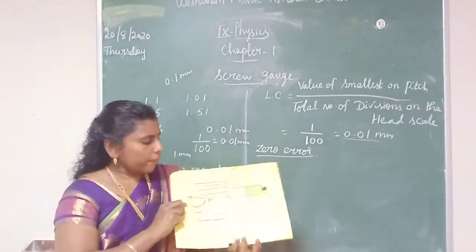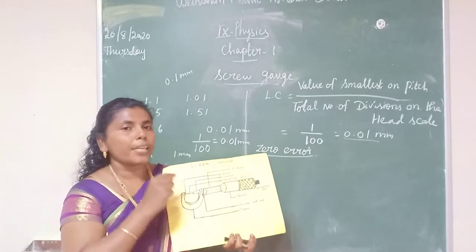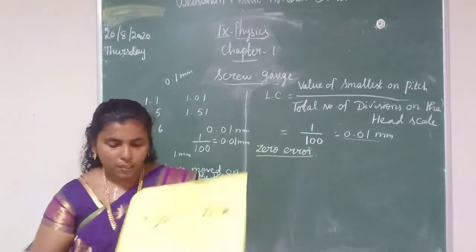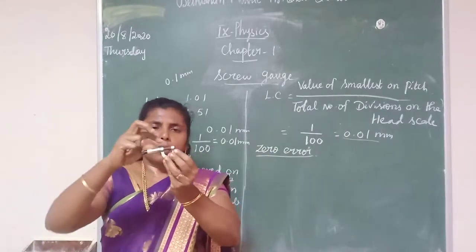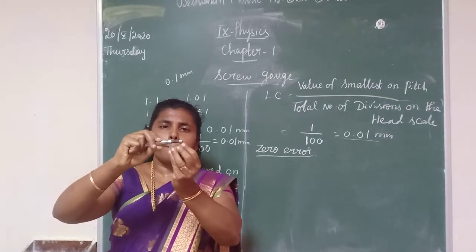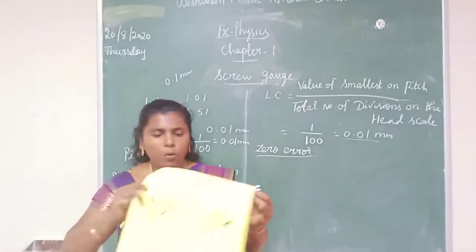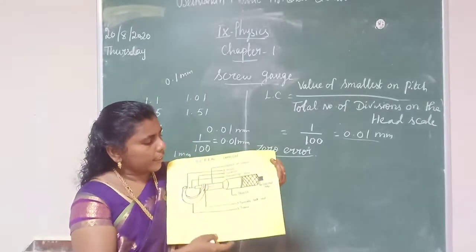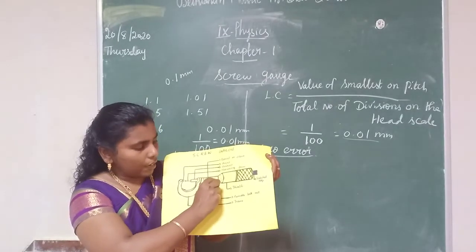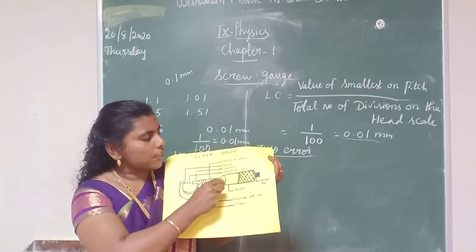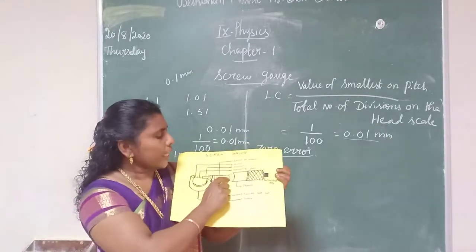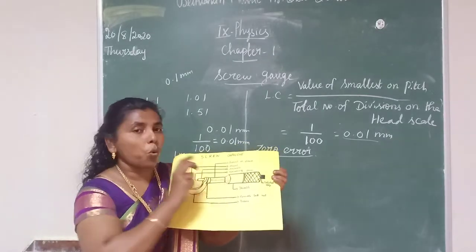Let us see. The tip of the screw and the stud are in contact. Look at this, the tip of the screw and the stud are in contact. Now listen here, reference line. Here the red line is the reference line. Near the reference line, whatever value is there on the head scale, that reading you have to take. Suppose 0 is there, it means there is no error.